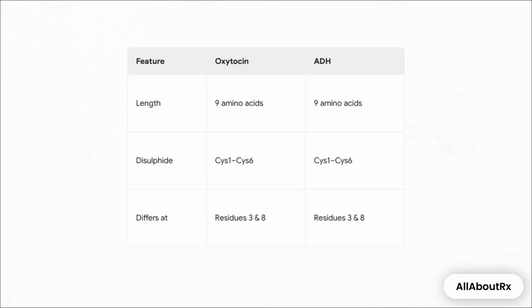And honestly, this right here illustrates the absolute magic of biochemistry. If we compare them side by side, both oxytocin and ADH are exactly 9 amino acids long, they are both synthesized in the hypothalamus, both have that exact same cis-1-cis-6 intrachain disulfide bond. The only difference between them is at residues 3 and 8. Where oxytocin has isoleucine and leucine, ADH swaps in phenylalanine and arginine. That's it. Just swapping 2 tiny amino acids completely shifts the hormone's job from inducing labor to drastically altering kidney water retention. It is just incredible how precise our biology really is.